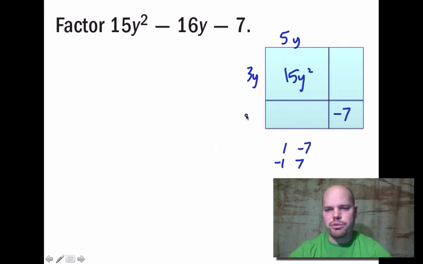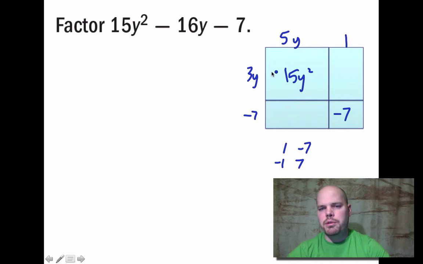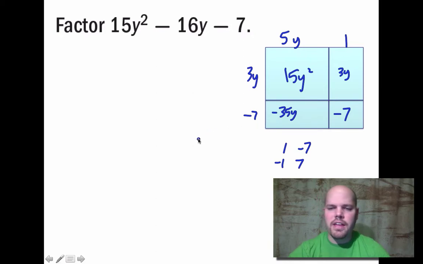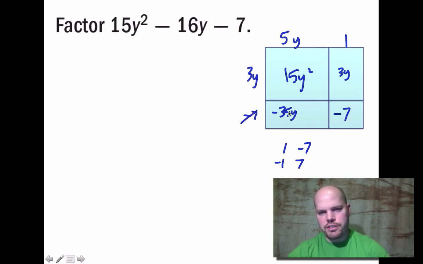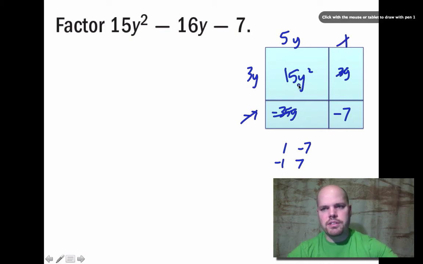Okay, so let's try putting the negative 7 down here and the positive 1 up here. So this is going to give us 3y. This will give us negative 35y, and that is not going to work. Negative 35y plus 3y, that's negative 32y. So that's not going to work. Okay, so we would cross that scenario off. Okay, let's try something different.